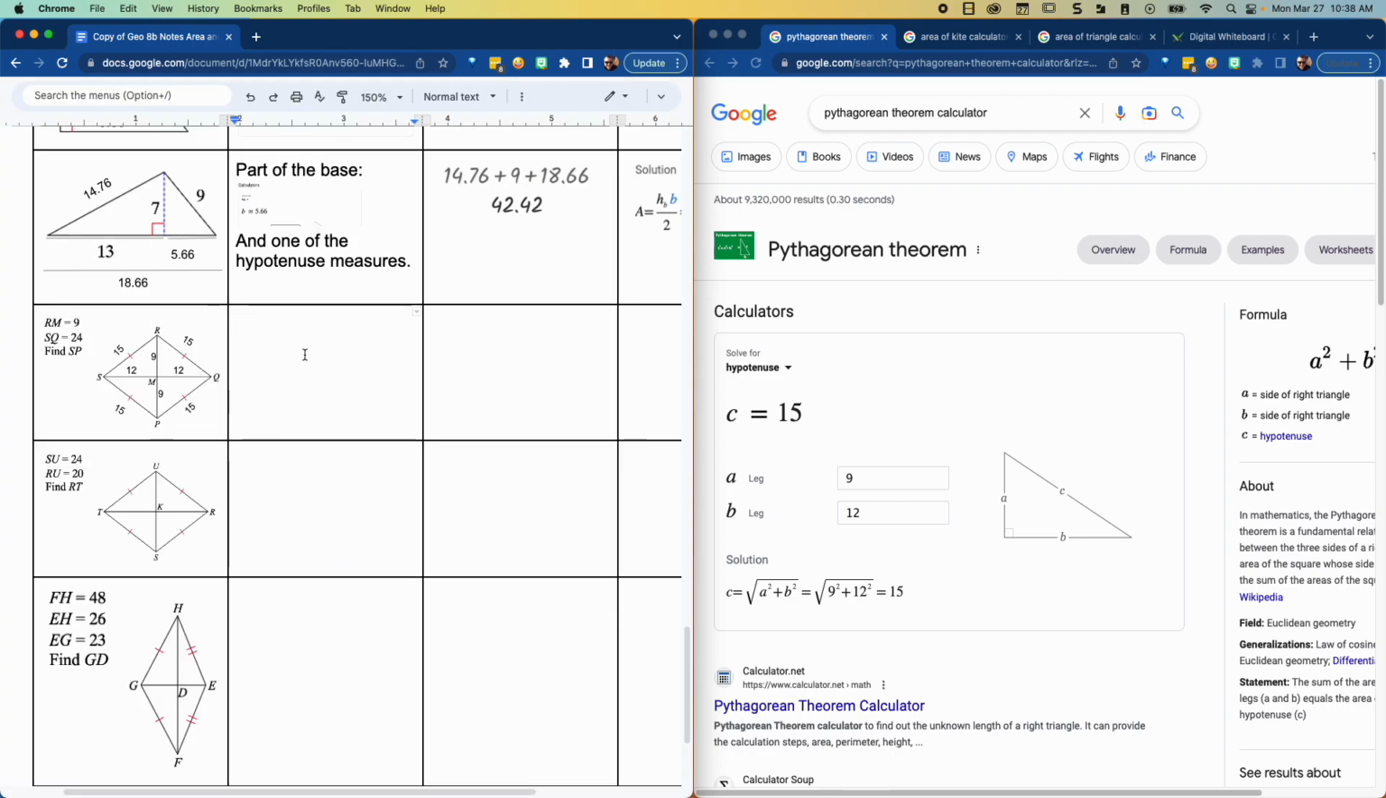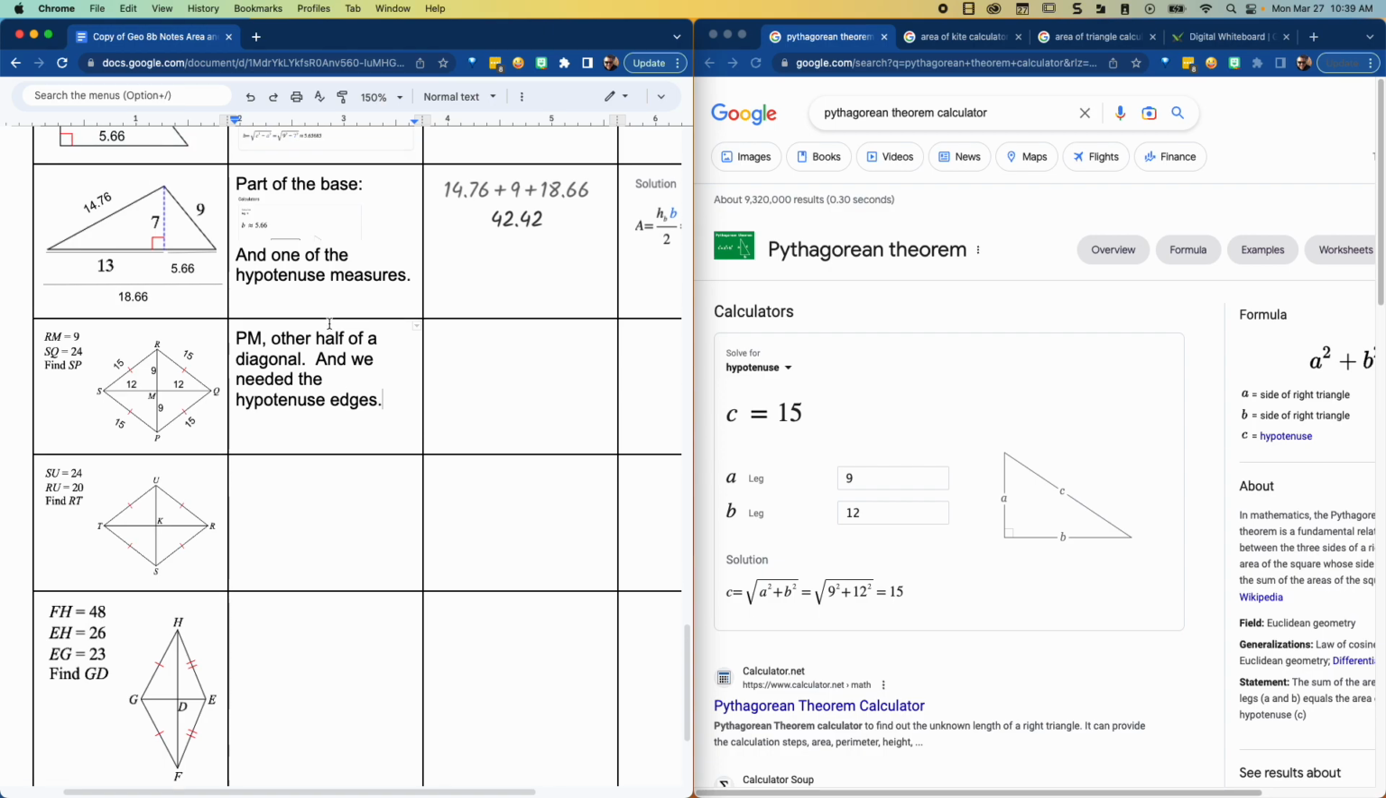So what were we missing? We were missing PM, which was the other half of a diagonal, and we needed the hypotenuse edges. Okay, so how do we calculate these things?